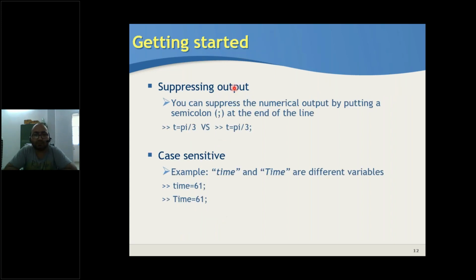Now suppressing output, as we already discussed, you can suppress the numerical output by putting a semicolon at the end of the line. Suppose you are typing t equals pi by 3, and again t equals pi by 3 semicolon. The first will display the value of t in the command window output, but the second will not display any value in the command window.